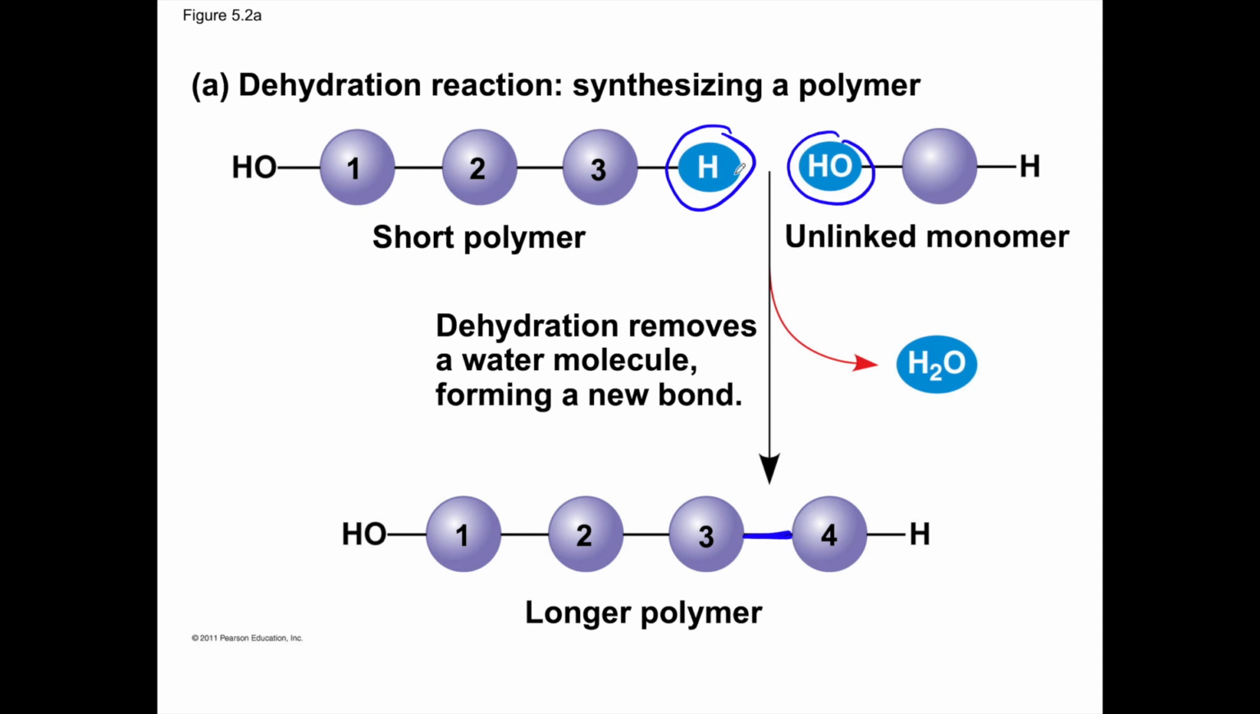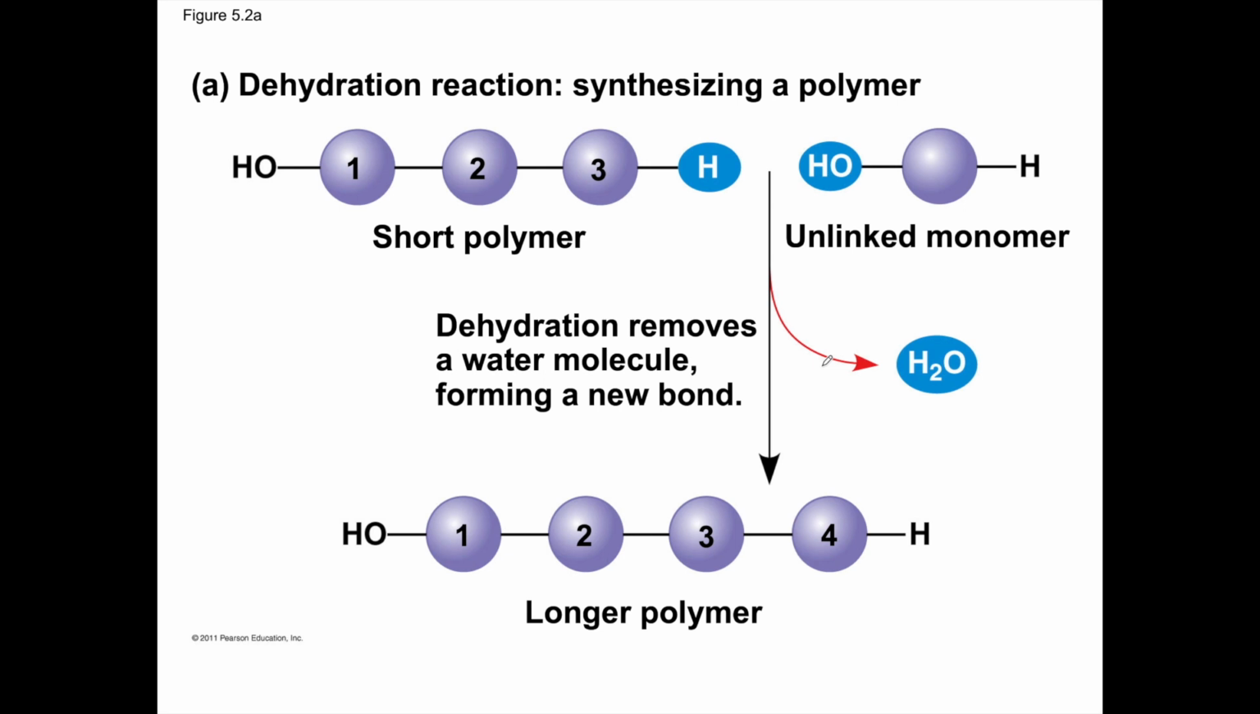So you're removing an H and an OH, or you're removing 2 H's and an O, or you're removing a water molecule to form this covalent bond. And that's actually where the name for this reaction comes from. This is called a dehydration reaction because you're dehydrating, or you're losing a water molecule, to form that covalent bond. Okay, so that's a dehydration reaction, and that's how you build all of your polymers from their monomers.